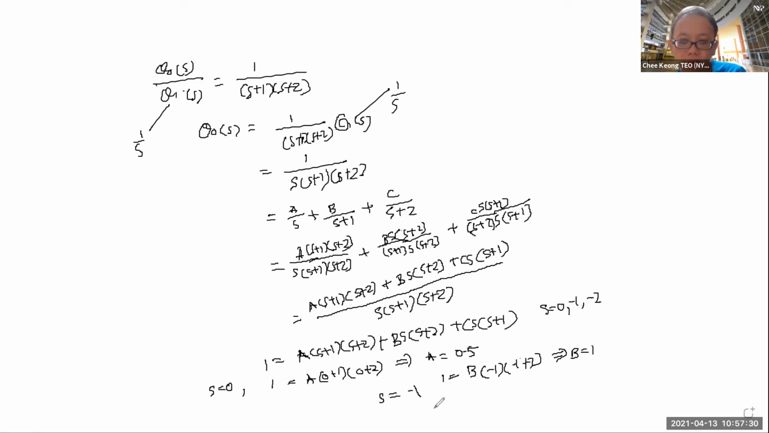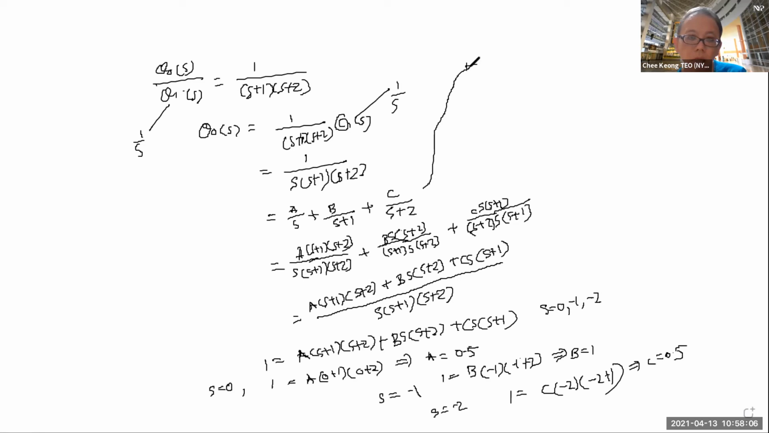Now, for the case of s equals minus 2, you have the same thing. 1 equals, now minus 2 plus 2, this guy is 0, so this whole term equals 0. Minus 2 plus 2, this whole term again equals 0. So you are left with the c term, right? So you have c times minus 2 times (minus 2 plus 1), so you got minus 1 and minus 2, so it's 2, right? So again, c equals 0.5.